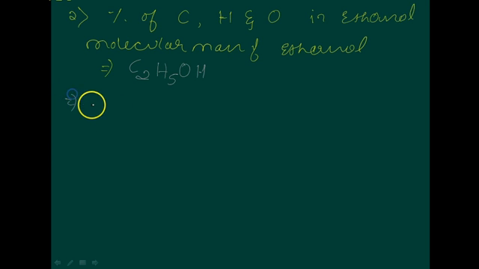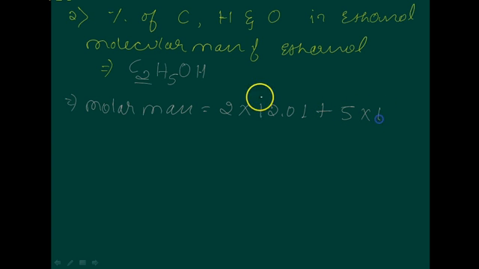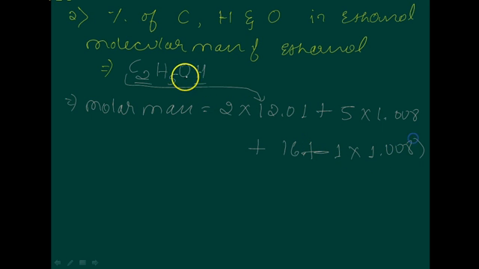So how to calculate the molar mass of ethanol? It is 2 into the atomic mass of carbon, 12.01, plus 5 into the atomic mass of hydrogen, 1.008, plus for oxygen 16, plus another hydrogen, 1 into 1.008. Like this you should take. So by calculating this, how much are you getting?